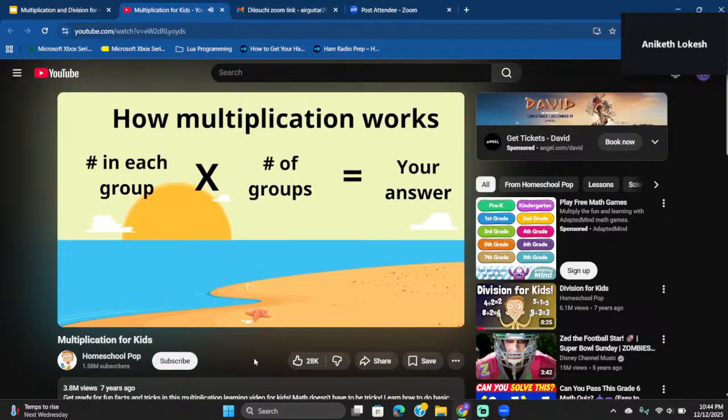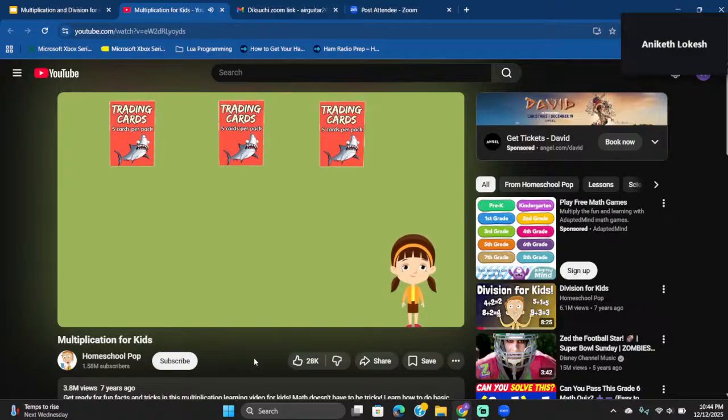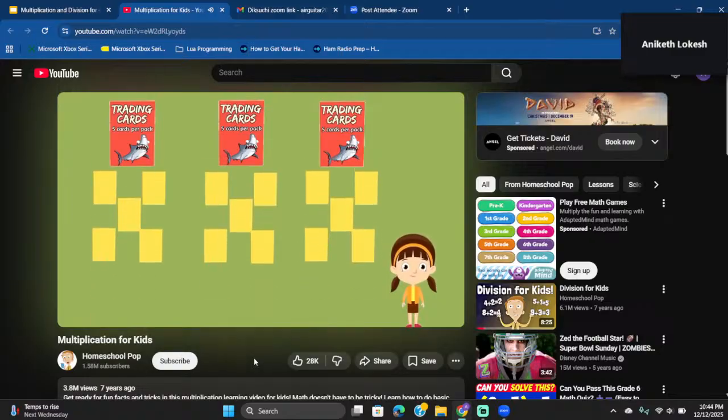All right, let's try this one. Let's say you buy 3 packs of trading cards. Let's say each pack had 5 cards in it. That's a pretty good amount. So 3 packs of 5 cards. How many cards did you get in total? That's a really great question. Sounds like we're going to need to multiply.